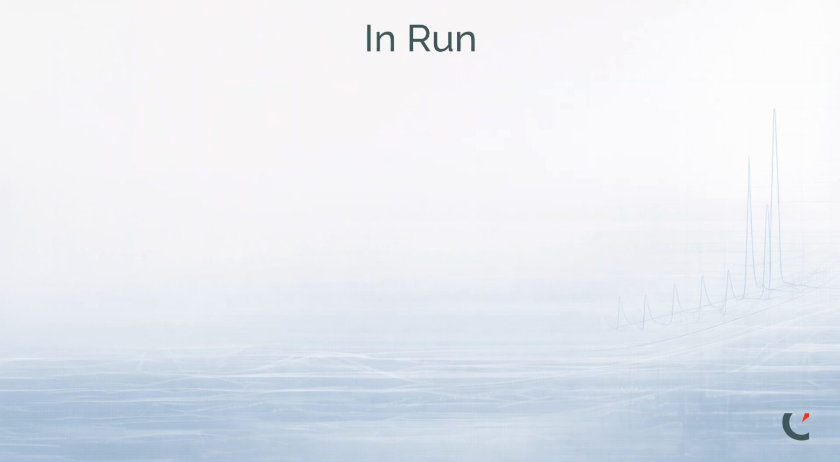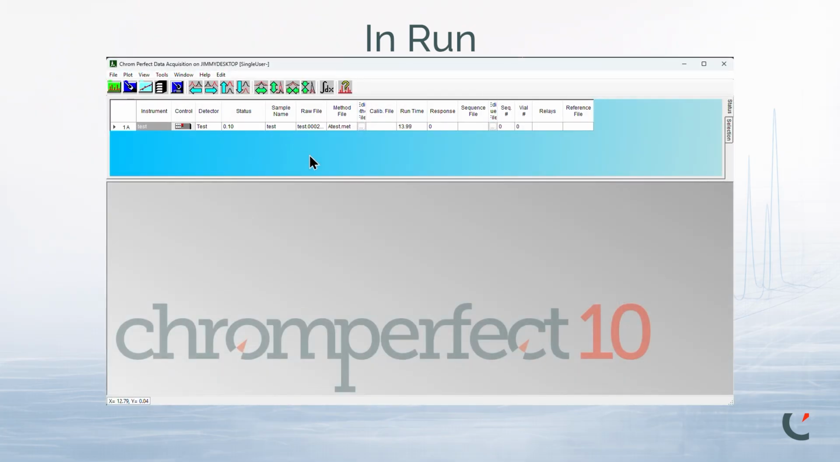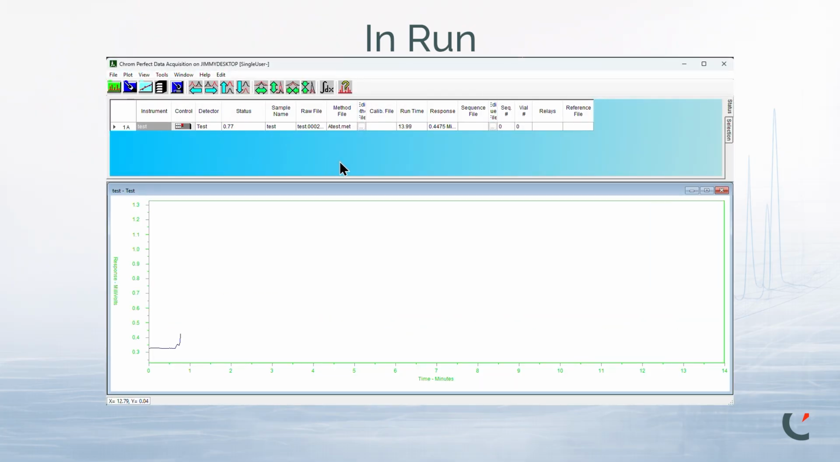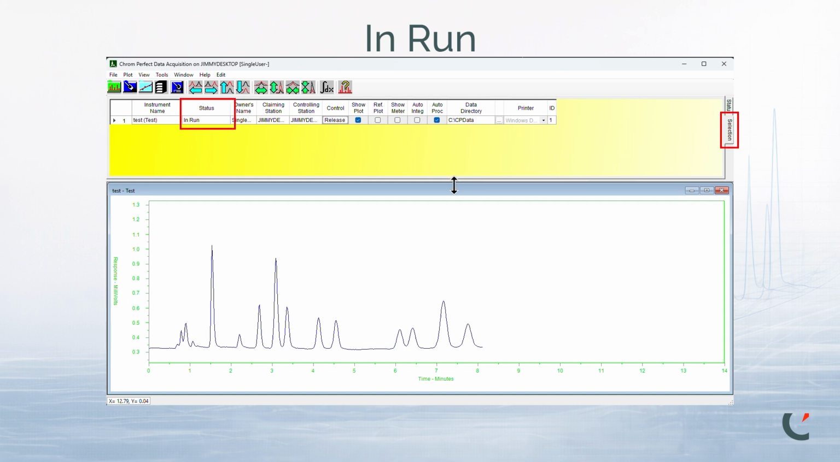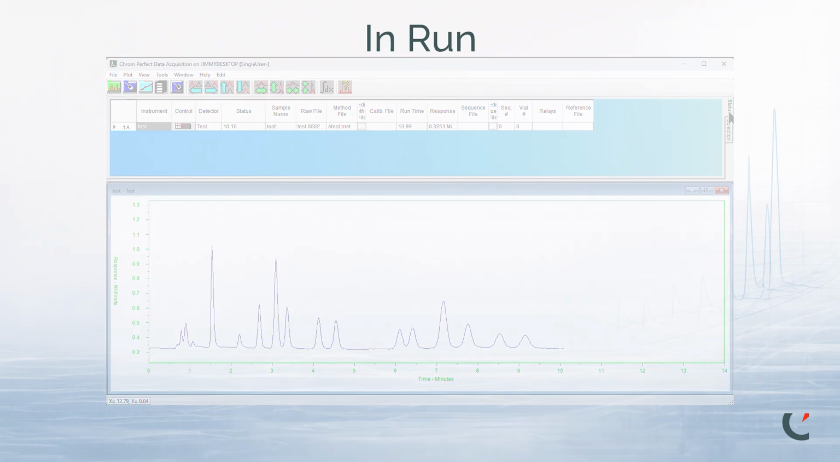In run indicates that data acquisition is actively in progress. The system is collecting data and writing it to a raw file. During this state, a real-time chromatogram will normally be displayed in the acquisition client, if that display option has been selected. Note that on the Status tab, the status display does not show in run, but instead the actual real-time progression of the analysis in minutes. The status in the Selection tab always shows the status as in run. This state continues until the run completes or is manually stopped.